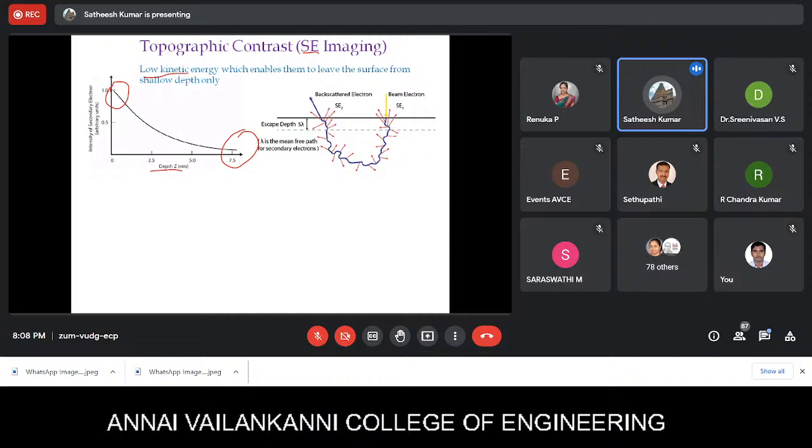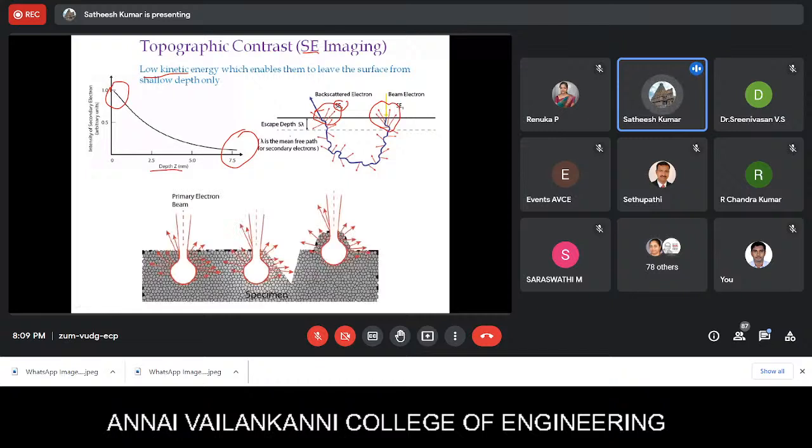Let us say this is the sample surface, and the beam electron interacts here, and some secondary electrons come out immediately after the interaction with the sample, and we call them SE1. Whereas there is another case wherein the electron undergoes multiple elastic and inelastic scattering within the sample, and when it comes back to the surface, it again emits some secondary electrons by knocking out an outer shell, and this is SE2. So these two are very important in capturing the topographic contrast.